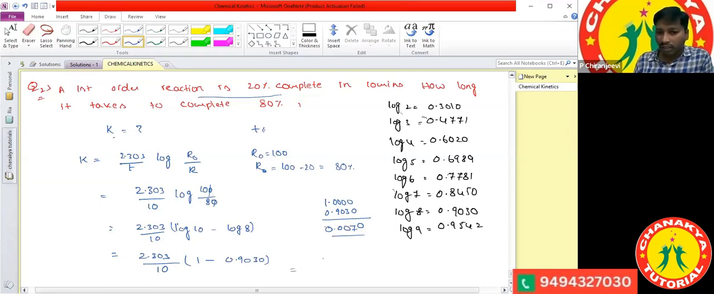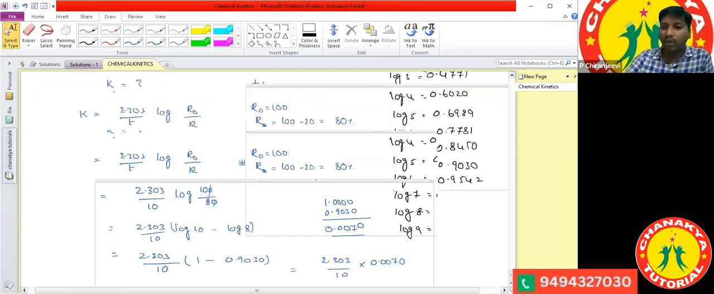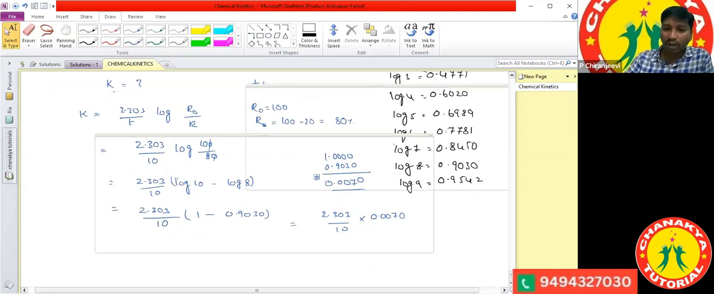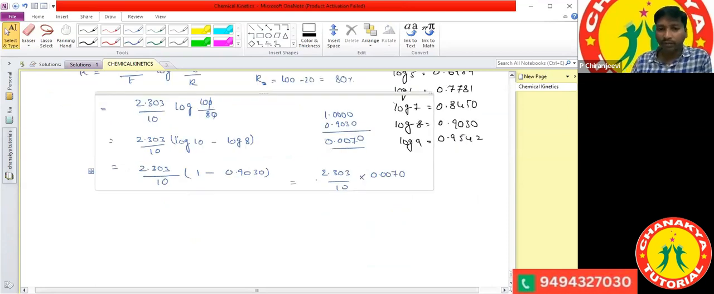That means 2.303 divided by 10 into 0.0970. So this is the rate constant value. Now you have got the rate constant. By using this, you have to calculate the time to complete 80% of the reaction. So now what is the second step? If we simplify that, how much will you get the value, ma? Anyone, can you calculate the rate constant of this one?